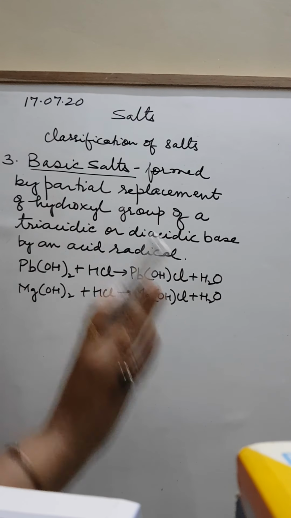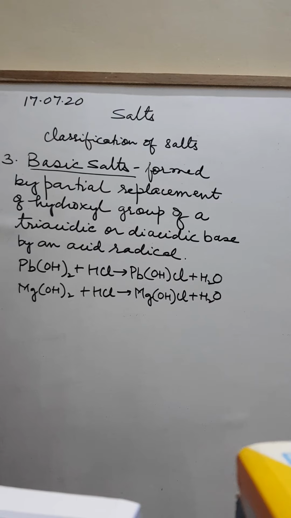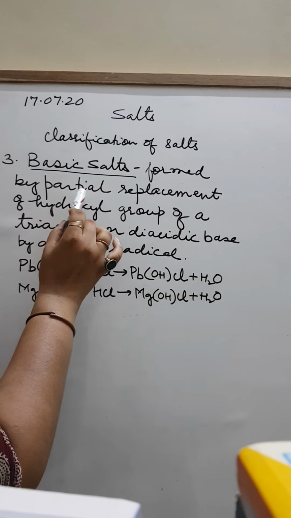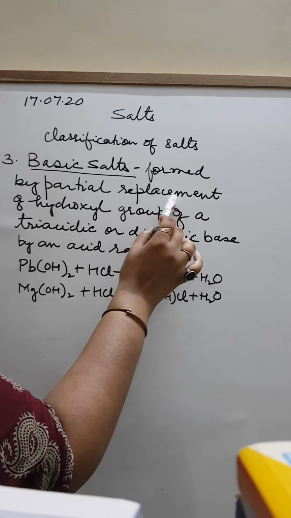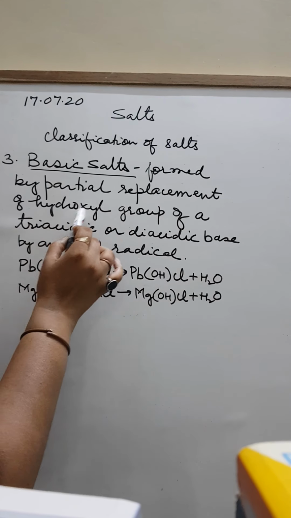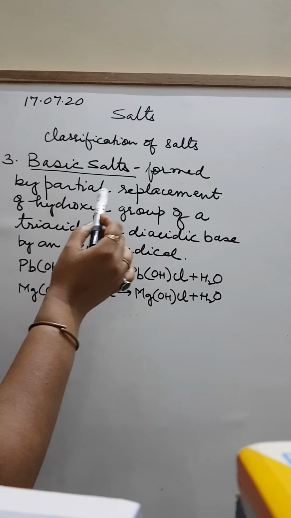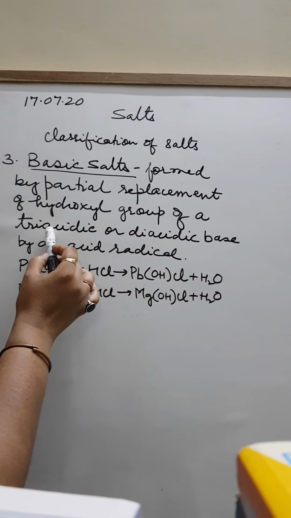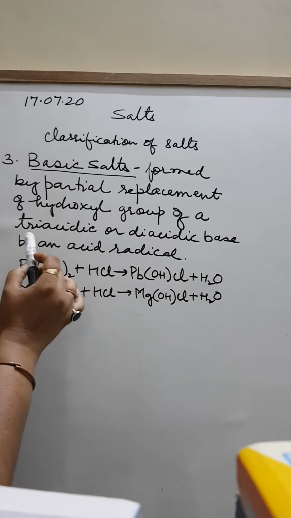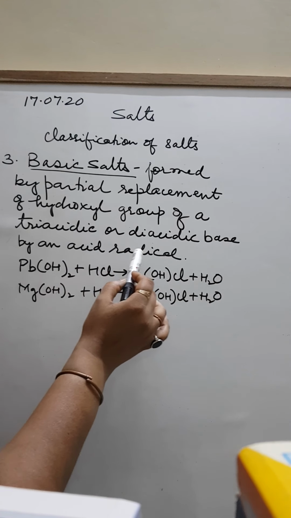Now I'll explain you this. Try to understand. Now keep the book aside. Now you know what is to be revised. Now focus here. Now children, basic salts. Basic salts are formed by partial replacement of a hydroxyl group or hydroxyl ion of a triacidic or diacidic base by an acid radical.